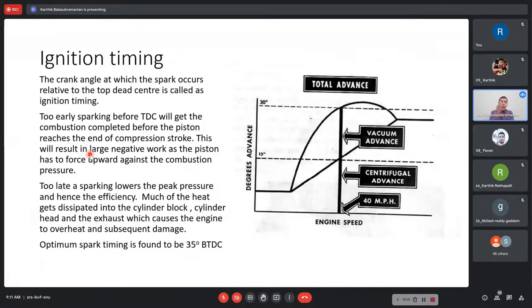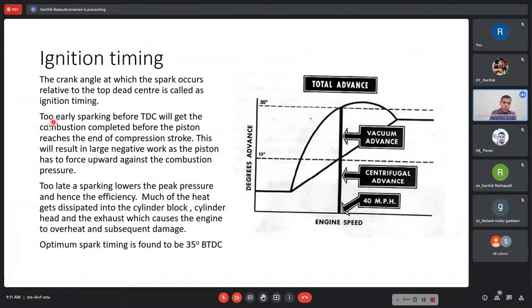So this is the angle, you see, it is the crank angle, right? It is the crank angle at which the spark occurs relative to the top dead center. So even before it comes to top dead center, the spark occurs, right? And then it comes to the top dead center, by then the combustion is complete, and the entire expansion is given on the piston as power stroke, and the piston moves down. So this relative angle, or the crank angle at which the spark occurs, is called ignition timing.